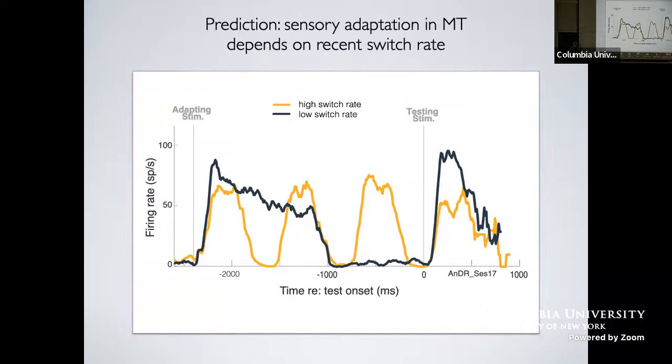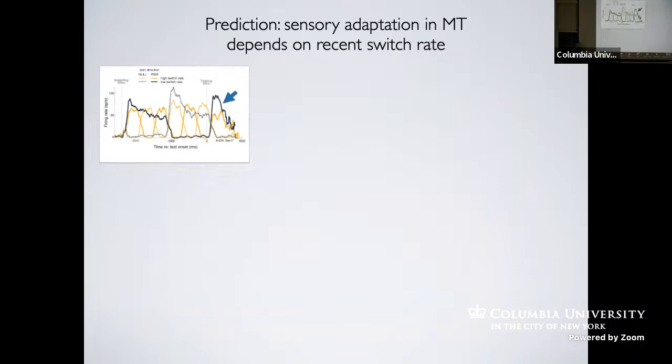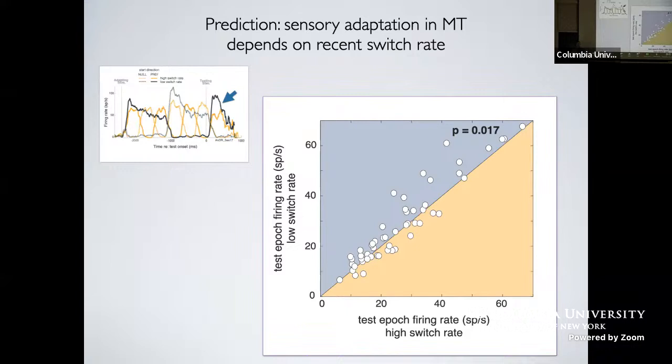So here you have the pref motion, the null motion, and I wanted to just highlight that there's this big difference between the two. We can take the summary of that and now look at the magnitude of the response at the test epoch for the low switch condition versus the high switch condition. And again, there's a lot of variability, but in sum, over the population, there tends to be a bigger response to the low switch rate than the high switch rate condition, which is the effect that we saw originally and which is what we were looking for.